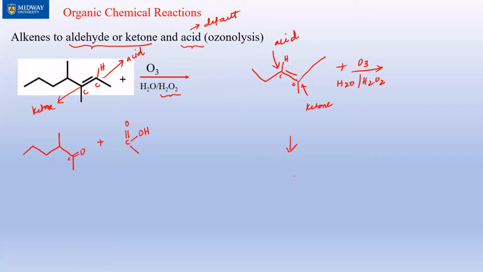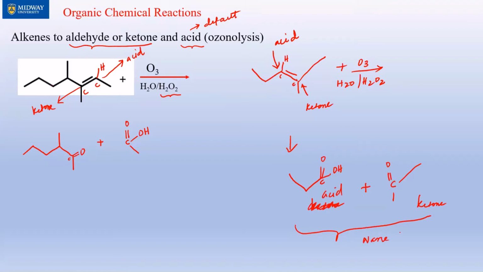So write everything up until the carbon and write a double bond O and an OH, because that's the carbon that contains the hydrogen, which leads to the formation of an acid. Plus, you write the other carbon and just write a double bond O, and this would be the ketone. And I want you to name both of these. Sorry, this is the acid. Name both compounds.